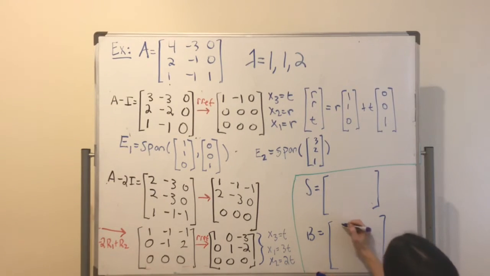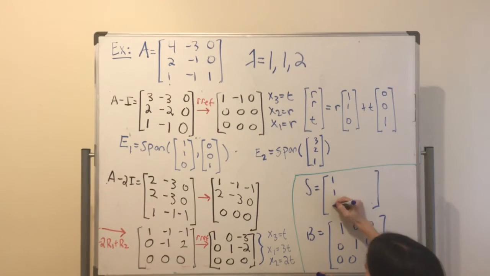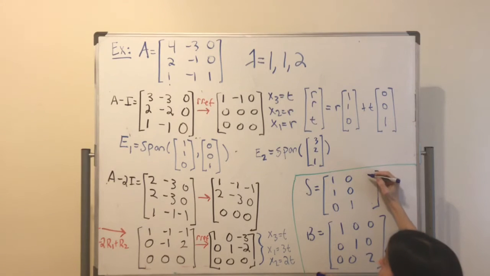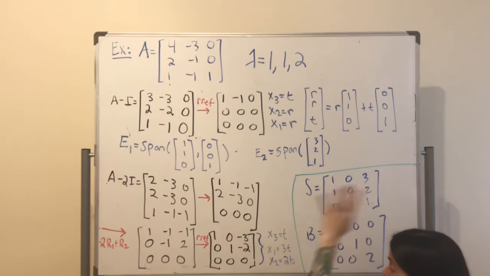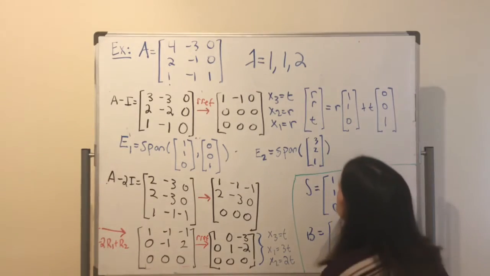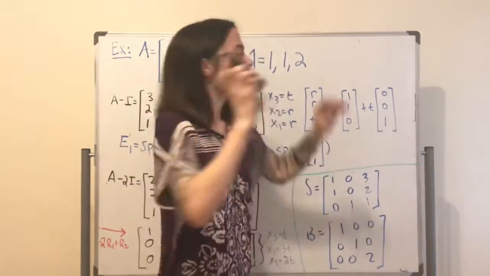Well, my eigenvalues are 1, 1, 2. And then I put 1 here and 1 here. And then corresponding to 2, I use this one. Okay? So here is the diagonalization of A.